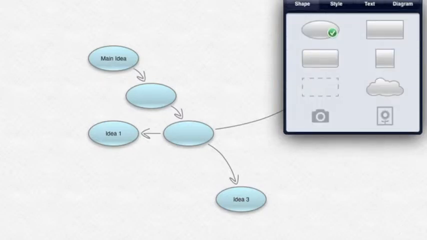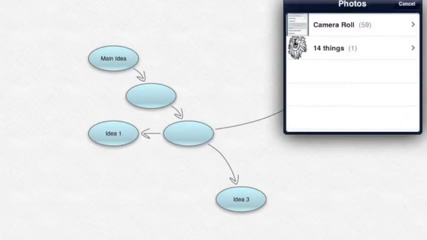Within the shape, I want to point out you can also either take a picture or insert a picture that you have stored on your iPad. So if you want, say for example, an image to be the starting point for your idea diagram, you can do that very easily.